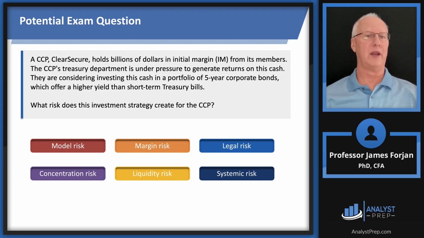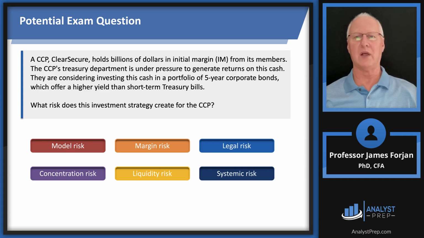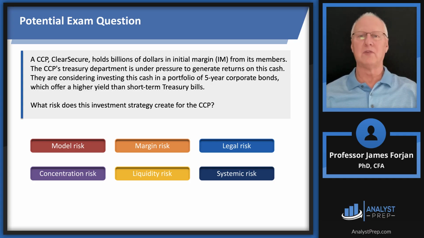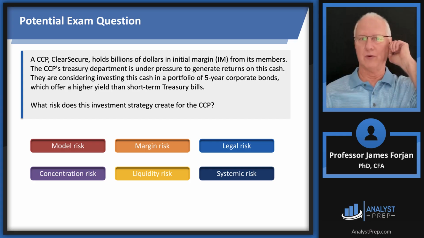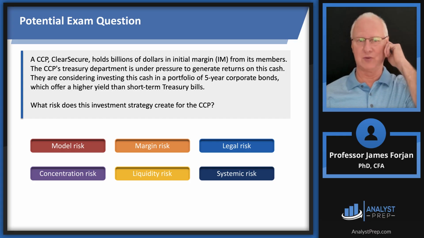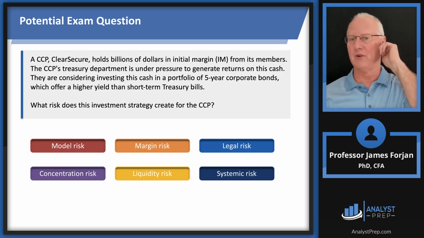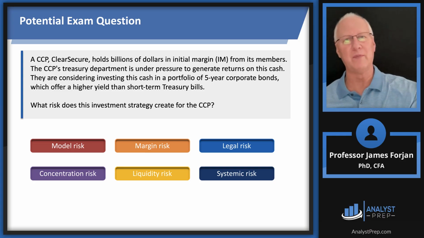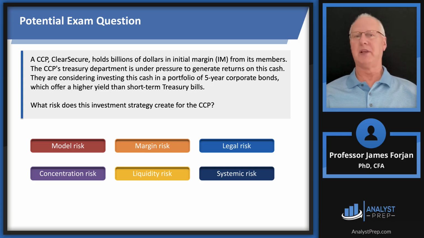How about one final potential exam question? So we've got clear, secure, billions of dollars in initial margin. So the question then is, what do you want to do with that? Under pressure, generate returns on this cash. So what can we do? If we're this clear, secure, we can buy some treasuries in the morning and sell them in the afternoon. Boy, if interest rates tick down just a little bit, maybe we'll make, well, if we have billions of dollars, clearly we should be able to make hundreds of thousands of dollars. But we're going to invest in a portfolio of 5-year corporate bonds. Oh, well, all right. So this makes a little bit of sense.